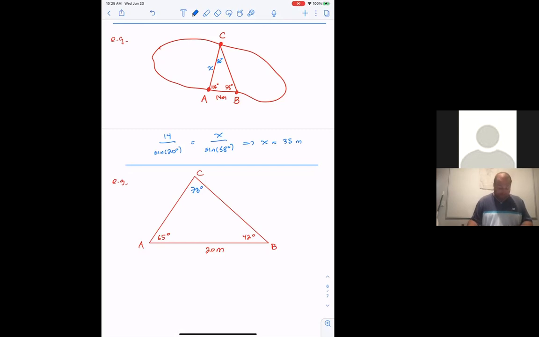Find the distance from C to the shoreline. Oh, the distance from C to the shoreline. We are actually looking for this distance right here.